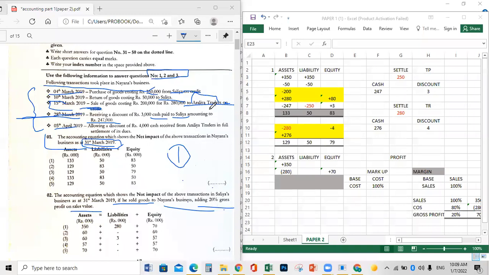So tell me guys, now you are returning and the selling price of the goods is 50,000. When you return, the selling price is 50, which means your trade receivable reduces by 50, because for Salia, Nayana is a trade receivable. So trade receivable reduces by 50. Don't forget, when there is a return inwards, what happens to inventory?